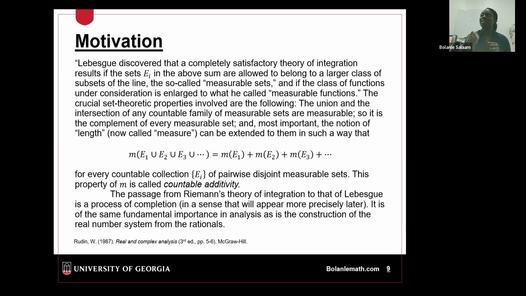Lebesgue discovered that a completely satisfactory theory of integration results if the sets e_i in the above sum are allowed to belong to a larger class of subsets of the line, the so-called measurable sets. And if the class of functions under consideration is enlarged to what he called measurable functions, the crucial set theoretic properties involved are the following.